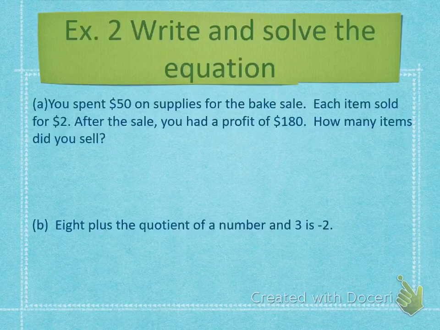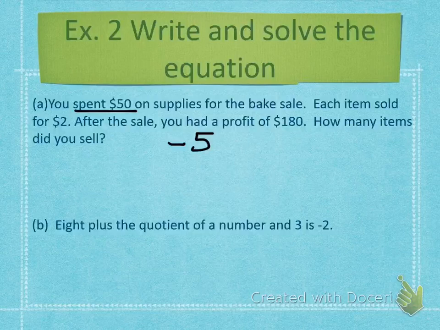Well, here you go. In example number 2, we're supposed to write and solve an equation. So letter A says you spent $50 on supplies for the bake sale. Each item sold for $2. After the sale, you had a profit of $180. How many items did you sell? Now let's go back here. We spent $50. Are we adding $50 to our profit? Or are we taking $50 away? If we spent $50, we're taking it away.